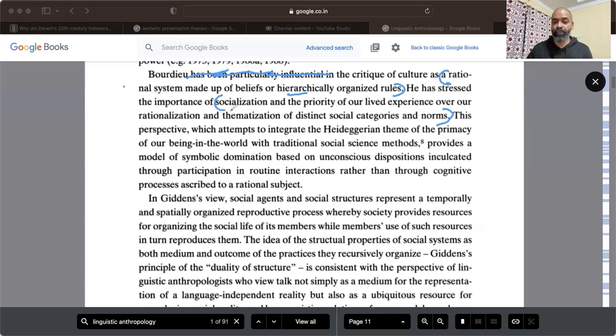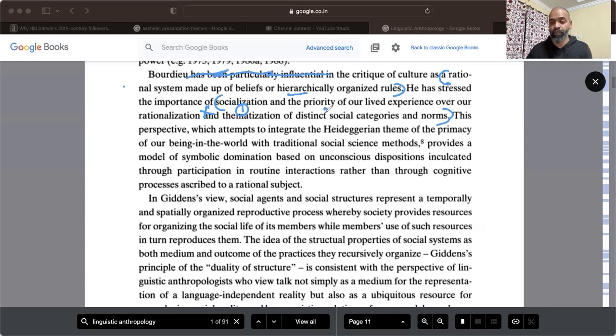He has stressed the importance of X. Okay, that's the idea. The idea ends there. He has stressed the importance of something, that something is X. What is that X? Socialization, number one. And the second one is really long. Socialization is one. The priority of our lived experience over our rationalization and thematization of distinct social categories and norms.